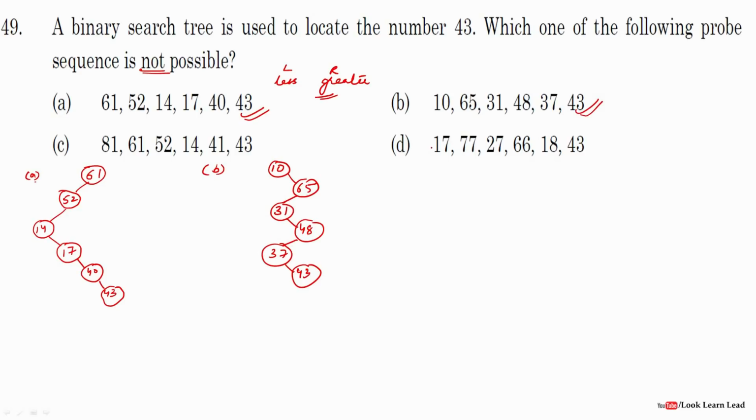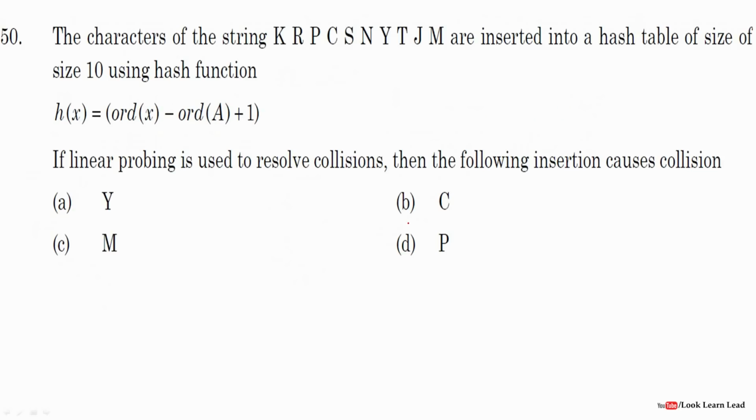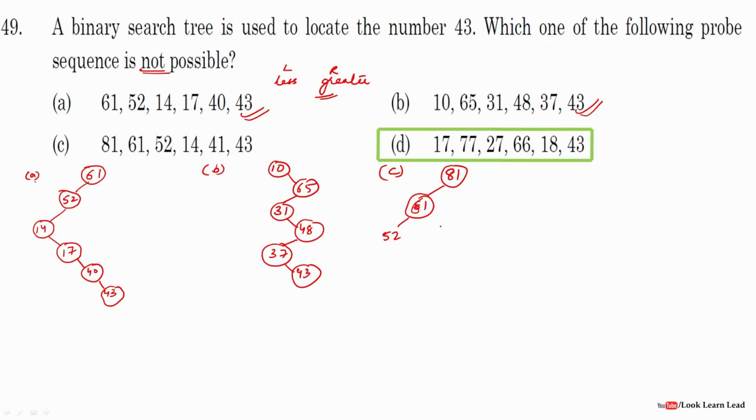By traversing this we can see. Let's see the C option. We have 81 over here. 61 is smaller than 81. So it is like this. 52 is smaller than 81, it is smaller than 61. 14, which is smaller than both.